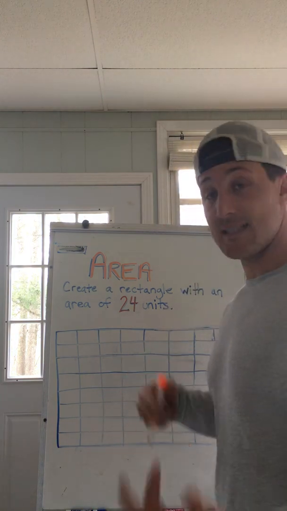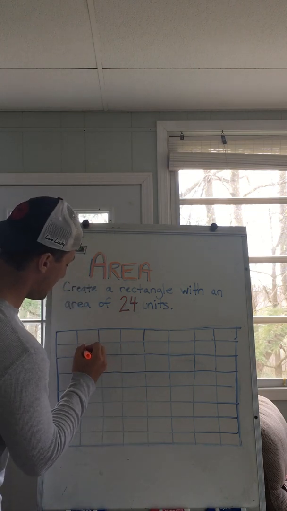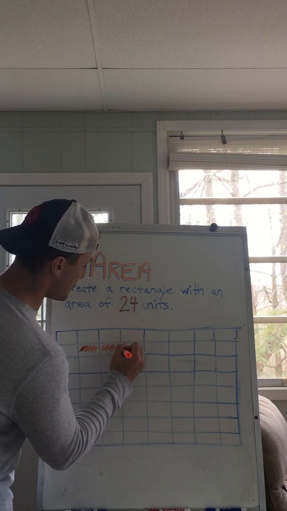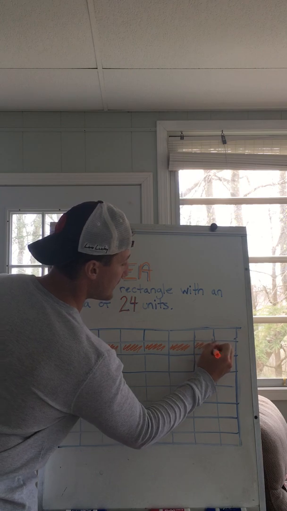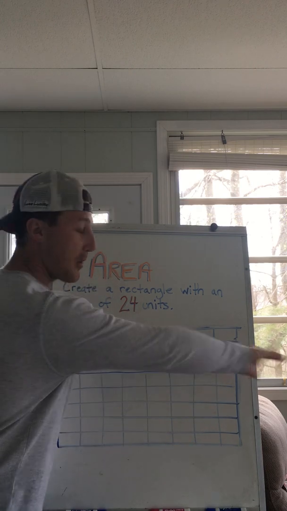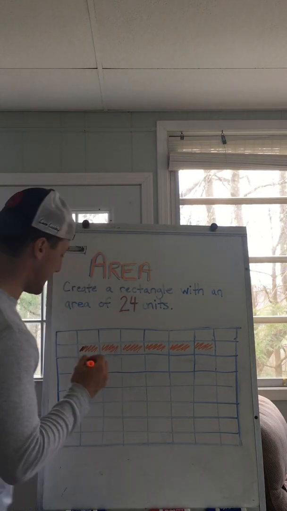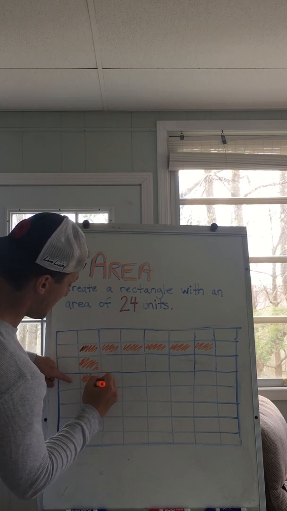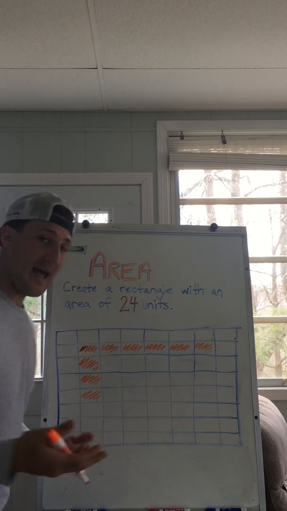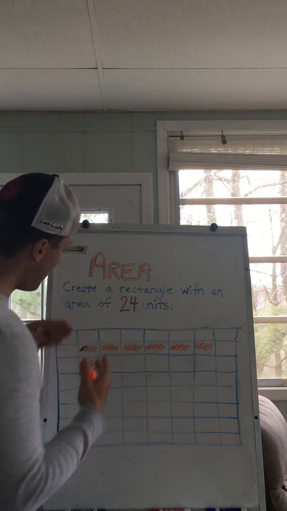So if I wanted to use 6 and 4 as my side lengths, I would come over here, and it doesn't matter where we start with that rectangle, and I'm going to color in 1, 2, 3, 4, 5, 6 units. So now I have a row of 6. And I know that if I want to have an area of 24, I need 4 rows of 6. So I already have one row. This is the start of my second, third, and fourth row. Excellent. So now my rectangle is almost ready to go because I have 6 going across and 4 going down.